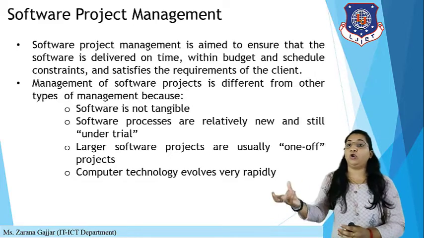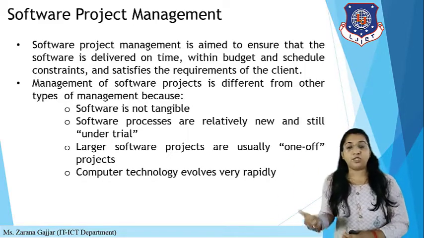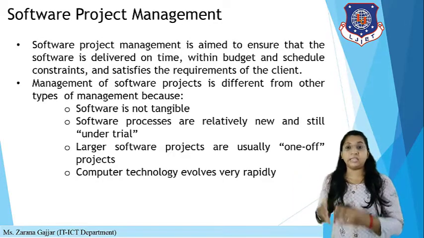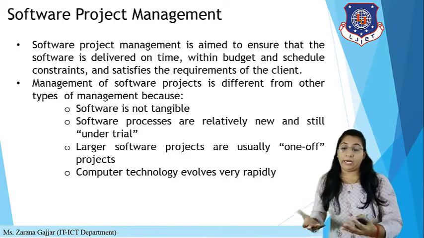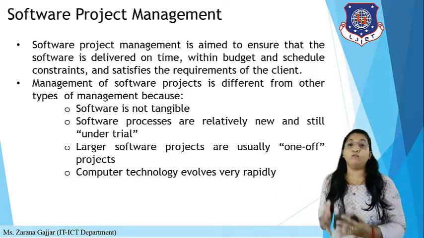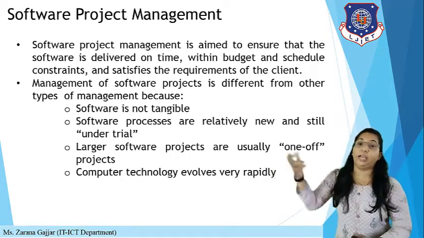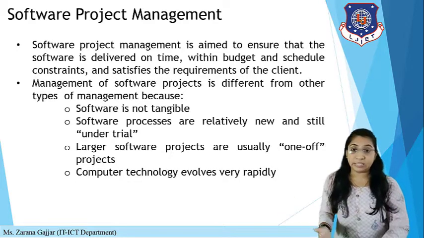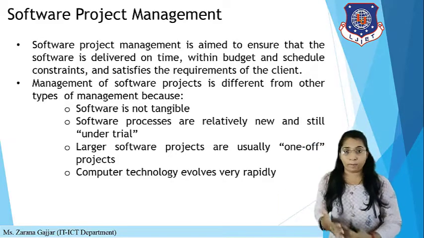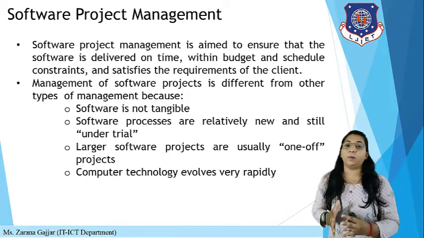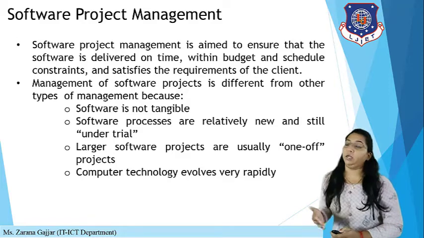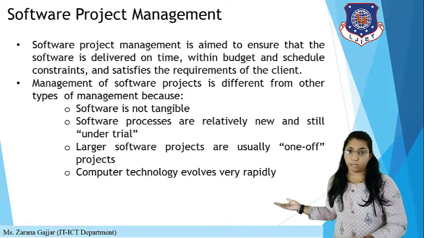And computer technology evolves very rapidly. In earlier days we used C, C++, Java, but nowadays everything is being automated, with artificial intelligence and IoT, so we need tools like Python. Computer technology is rapidly changing, even languages are moving from one to another. All these things are considered for a software project. That's why management of a software project is much more difficult than managing any other event or thing. So this is about software project management.